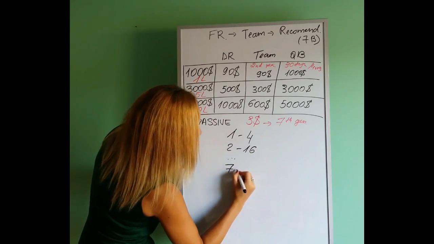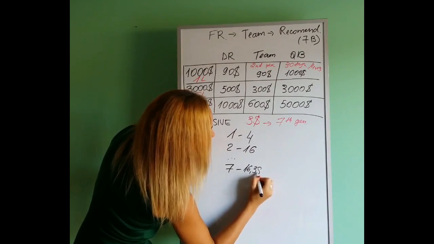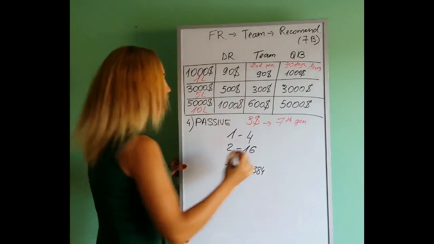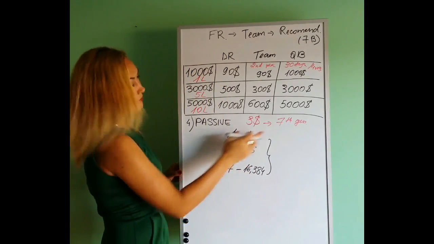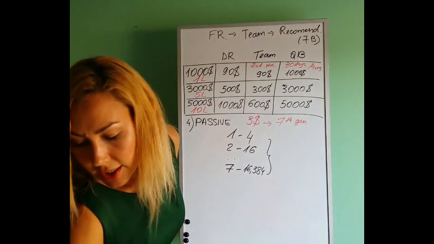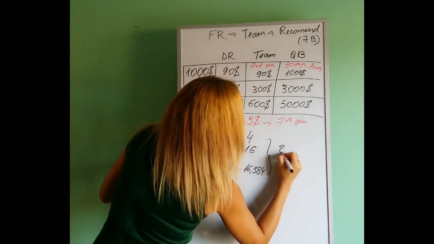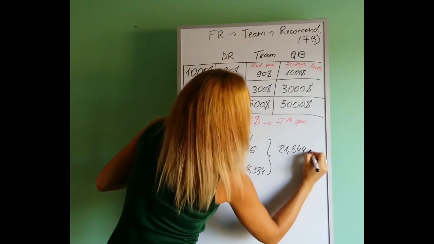On the seventh level you will have 16,384 people. Now, if you summarize all of them, all the 7 levels here, it will give you around 21,844 people.